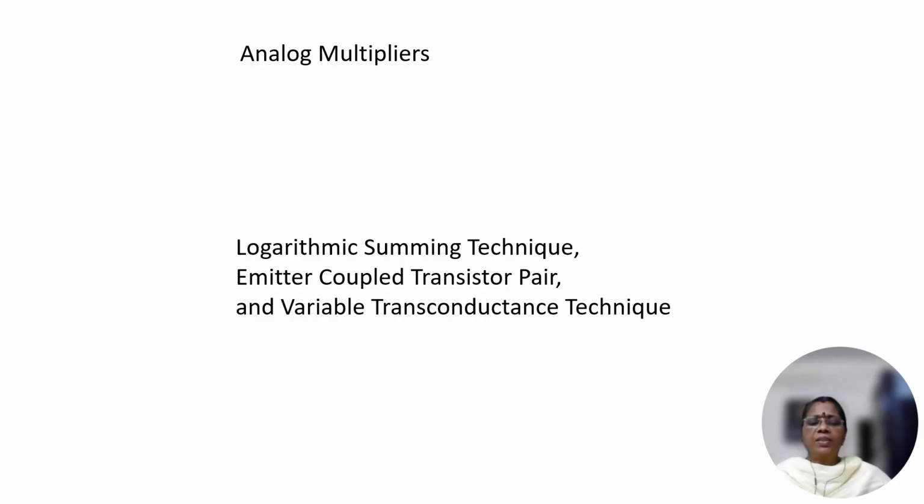First, we will discuss the principle of an analog multiplier using op-amp. What is an analog multiplier? It produces an output voltage that is proportional to the product of two independent input voltages. The two most common op-amp based techniques to achieve the analog multiplier are the logarithmic summing technique, emitter coupled transistor pair, and variable transconductance technique.